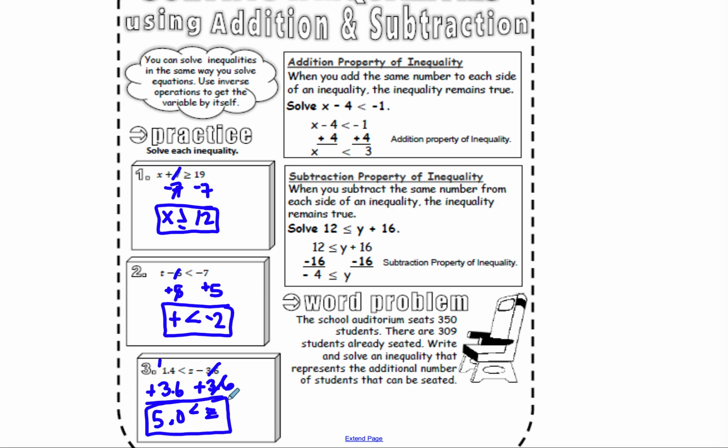And let's take a look at our word problem here. The school auditorium seats 350 students. There are already 309 students seated. Write and solve an inequality that represents the additional number of students that can be seated. A lot of times in inequality word problems, they have words like at most or no greater than or no more than that tell us the inequality symbol. On this particular one, they don't give us a phrase. We have to use a little bit of reasoning to figure out the inequality sign.